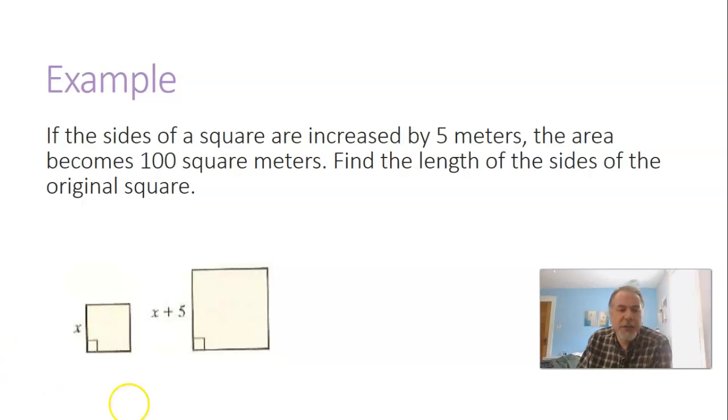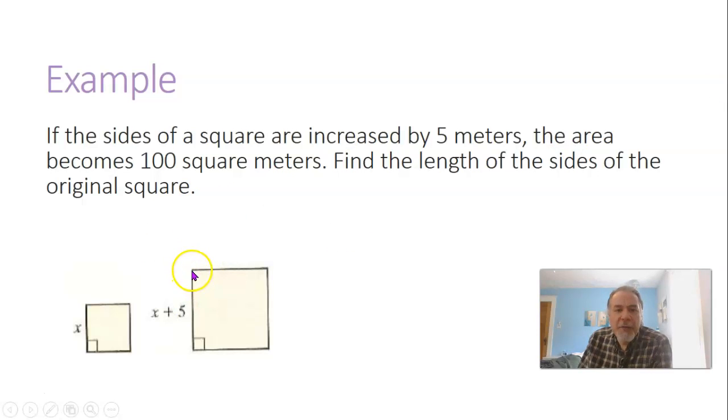We'll call it x. So the original square is x meters long on each side. Now, if the sides are increased by 5 meters, that makes them all bigger. So now they're x plus 5 meters long. And with that new bigger square, the area becomes 100 square meters.